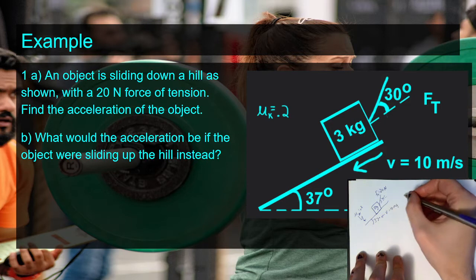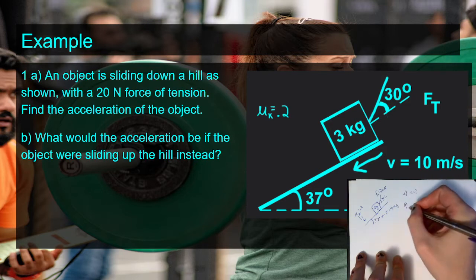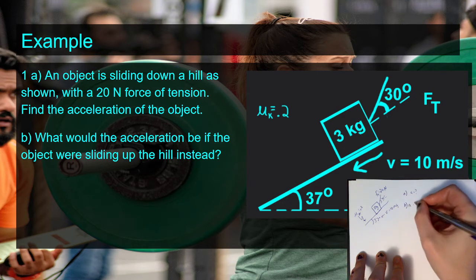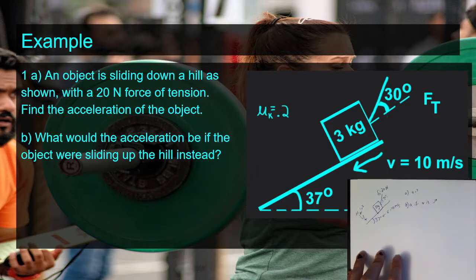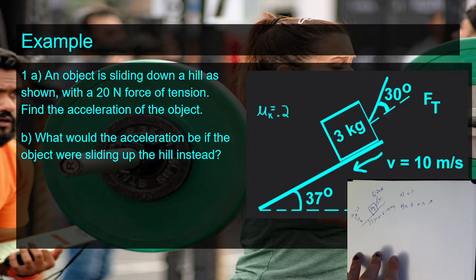For A, we are asked to find the acceleration. For B, we were asked to find the acceleration if V is up the hill instead of down the hill. So, I suppose let's just get to it then.